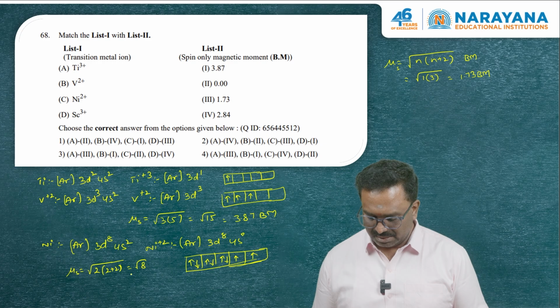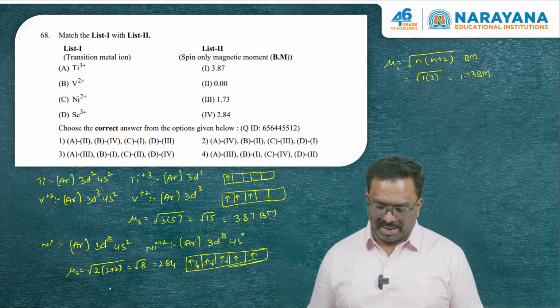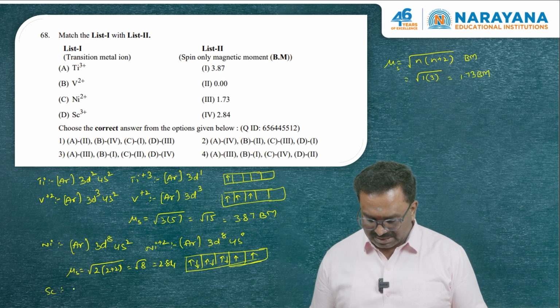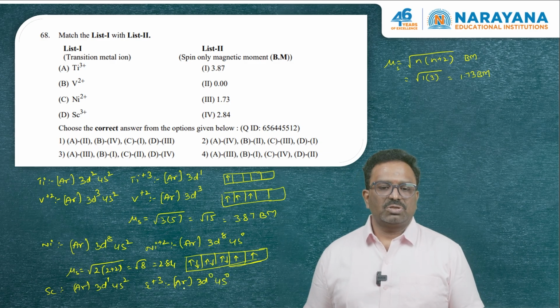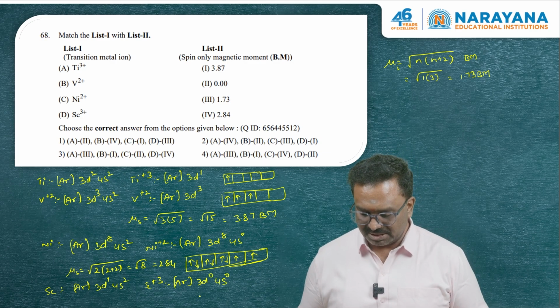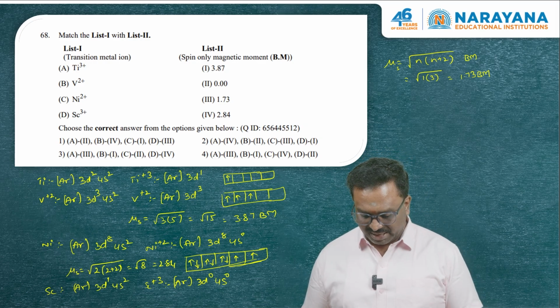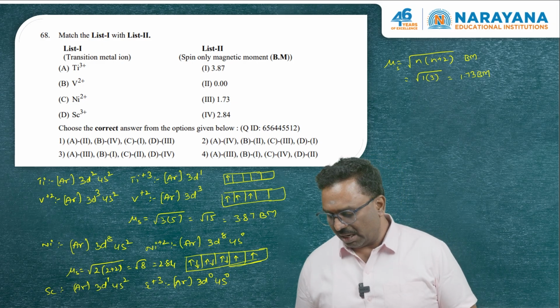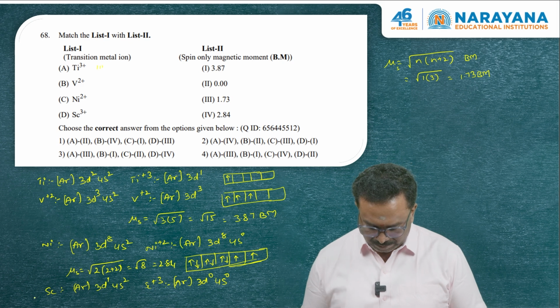So root 8 Bohr magneton, that is 2.84 in Bohr magneton. Scandium is Ar 3d1 4s2. So Sc plus 3, if we take Ar 3d0 4s0, here no unpaired electron, that means spin magnetic moment here is 0. That means you can identify for Ti plus 3 we have one unpaired electron, 1.73 is related to that.